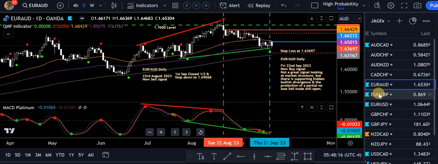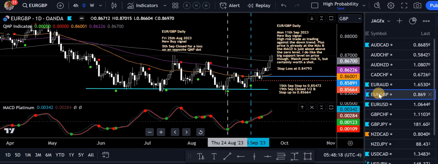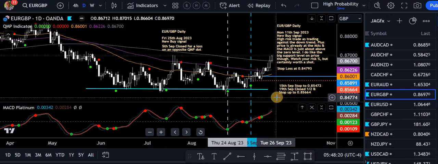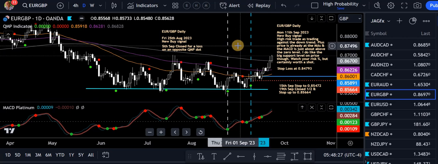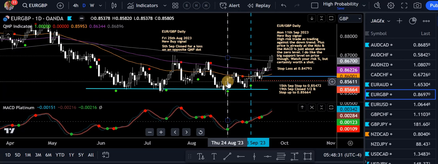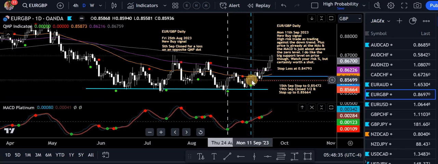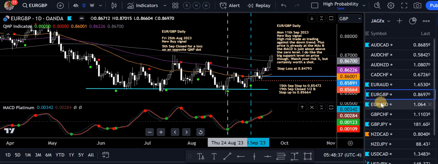That's the Euro Aussie. Euro Pound, we're in a buy trade, and it's already closed half already, and stops up here. Can't lose on it. It's going in the right direction. All good. That was a buy in here also, closed on opposite QMP dot, and then took the second buy there. So yeah, all good.